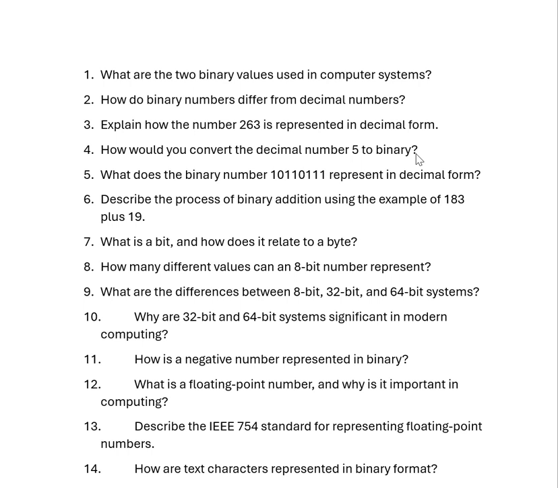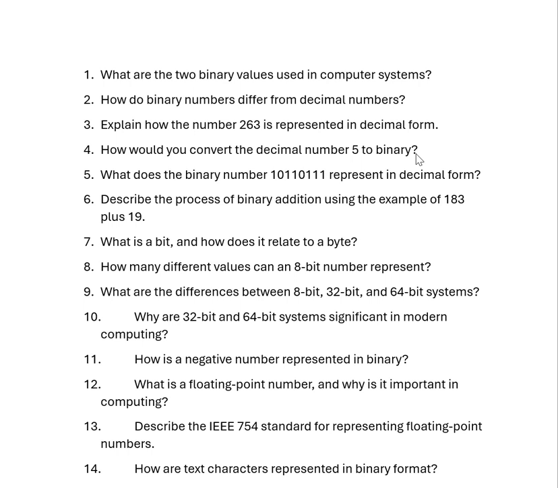What is a floating point number and why is it important in computing? A floating point number represents a real number that includes fractions. It's crucial in computers because it allows for the representation and manipulation of a wide range of values in scientific, financial, and engineering applications. Describe the IEEE 754 standard for representing floating point numbers.